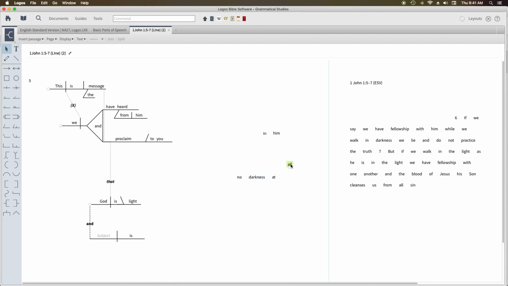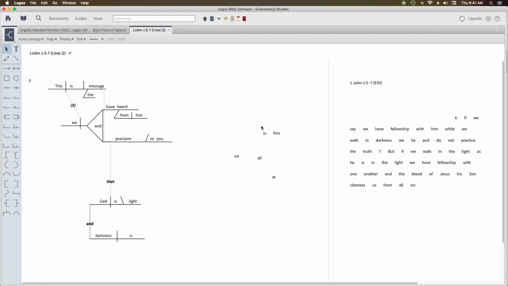Well, all is an adjective. We can eliminate that, because we know no and all are qualifying darkness. There's no darkness at all in him. That's another way you can say it. So darkness is going to be our subject. So darkness is.